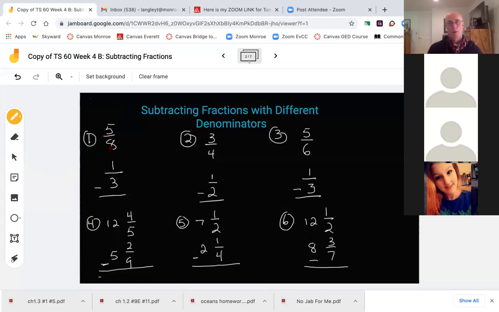Number 1, you've got 5/8 minus 1/3. And so you're looking at that denominator and you're going, didn't Tim say the rule is you got to have the same denominator? And we don't. So you're going to do this. You're going to write an equal sign and an equal sign. And you're going to look at those two denominators. And you're going to ask yourself, what's the lowest number that they both multiply into?